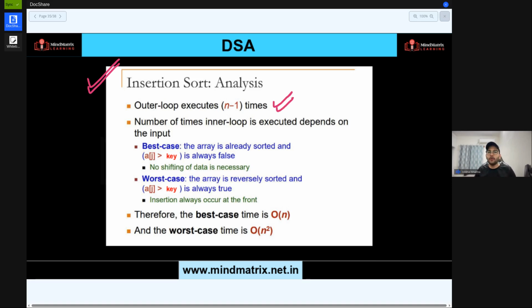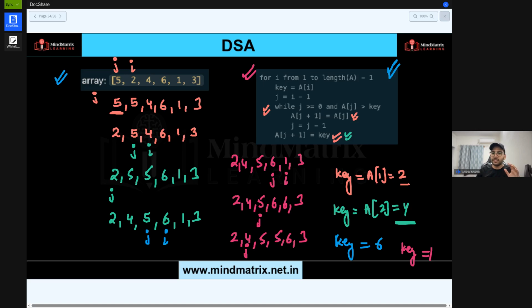What about the inner loop? In the best case, when the array is already sorted, can I say this while loop will never execute? Why? Because a of j greater than key will never be true. The entire while loop condition will become false. You will simply have a of j plus 1 is equal to key, and that is, place the element again at the same position, right?